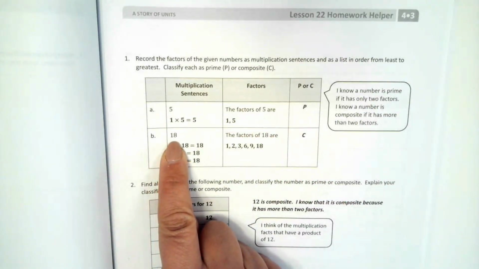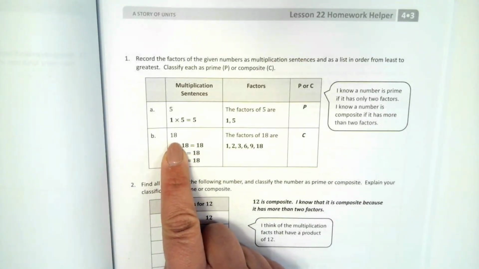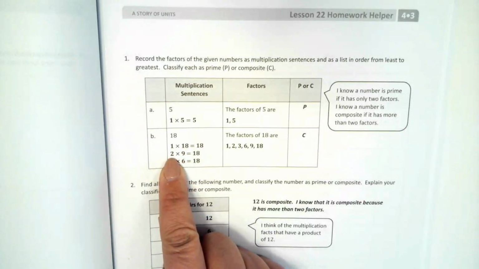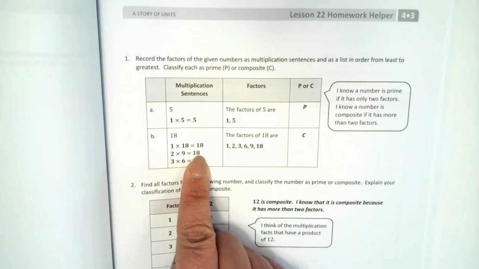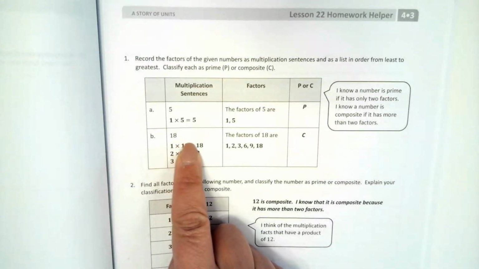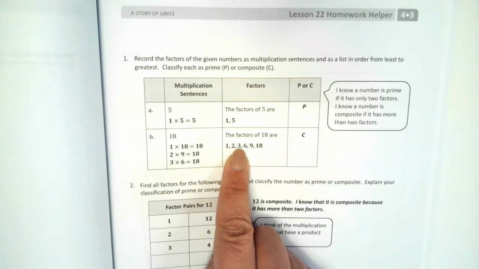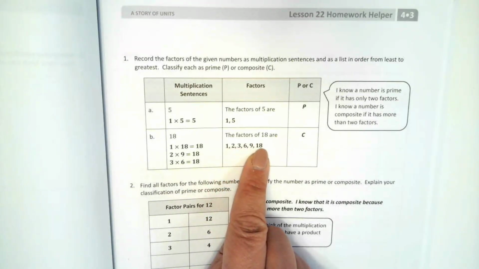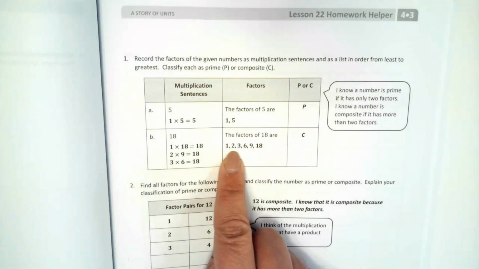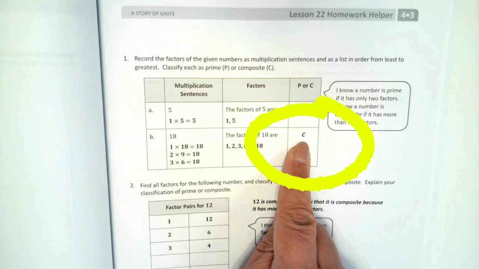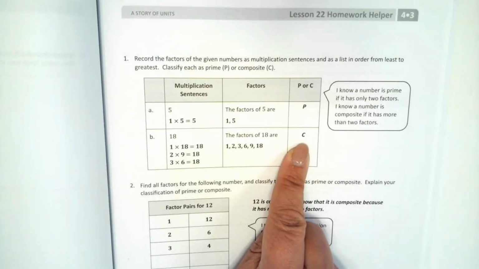The next one, the number is 18. What multiplication facts can equal 18? Well, there's 1 times 18 equals 18, and 2 times 9 equals 18, and 3 times 6 equals 18. So we write these factors in order from least to greatest. 1, 2, 3, 6, 9, and 18. There are 6 factors. That means it is composite because there's more than two factors.